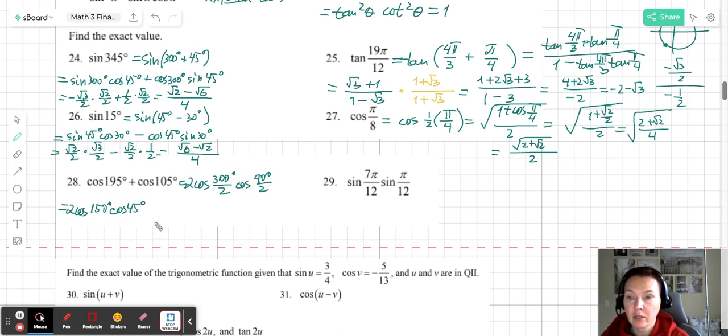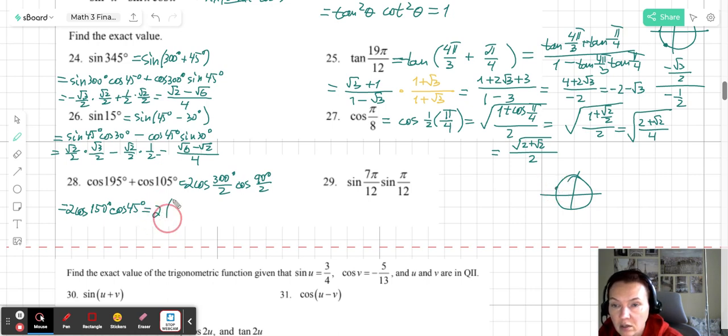And those are special angles as well, right? So 150, that's going to be over here. Cosine is negative root 3 over 2, and then cosine of 45 is root 2 over 2. So we're going to end up with negative root 6 over 2.